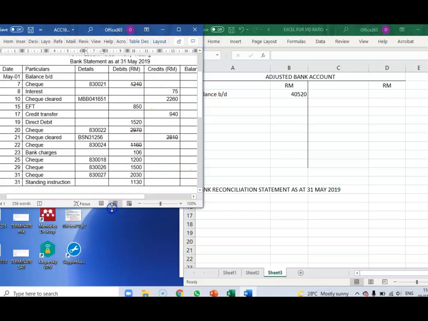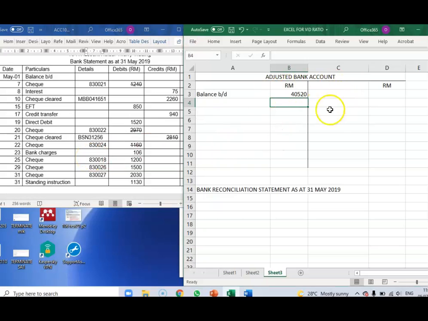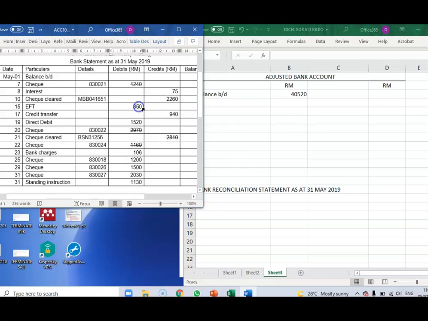Okay, do not look at the bank account anymore, because we want to do the adjusted bank account. So you need to transfer the data from the bank statement, data that the bank account has not recorded yet, but has been recorded by the bank statement. Okay, so we look into the amount that has not been slashed yet. For example, the amount of 850 here, the EFT.